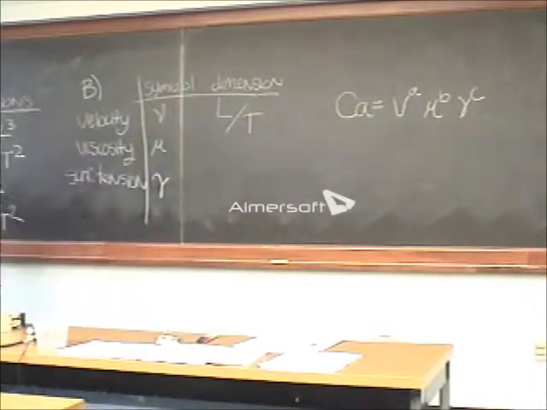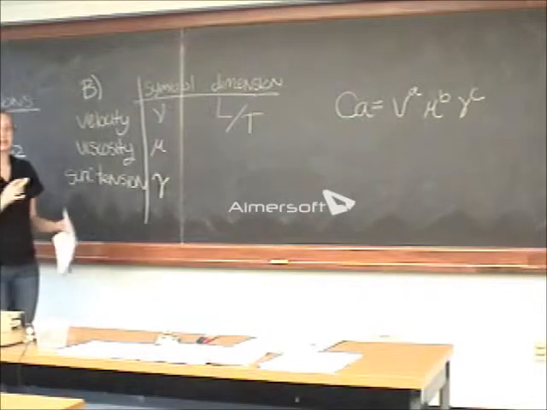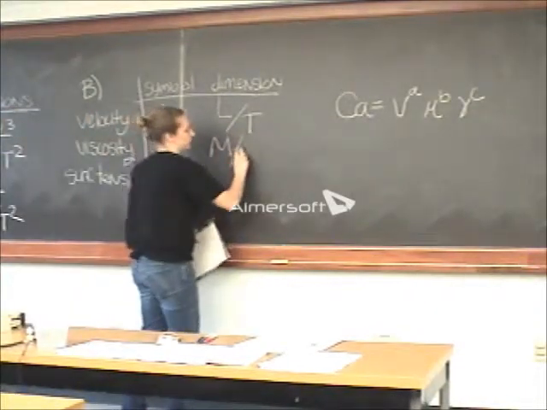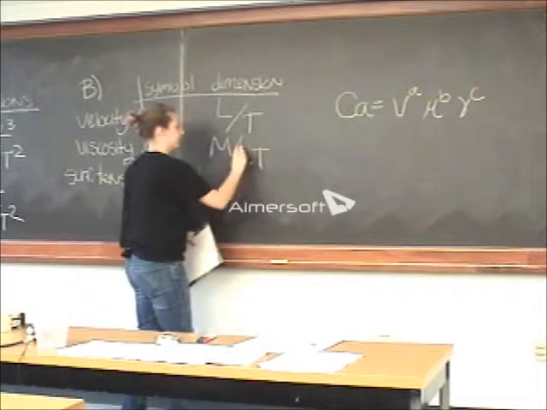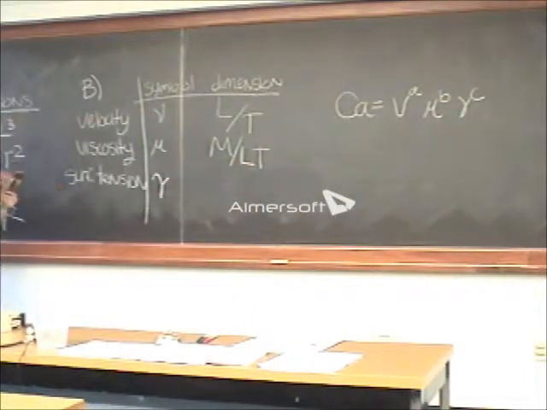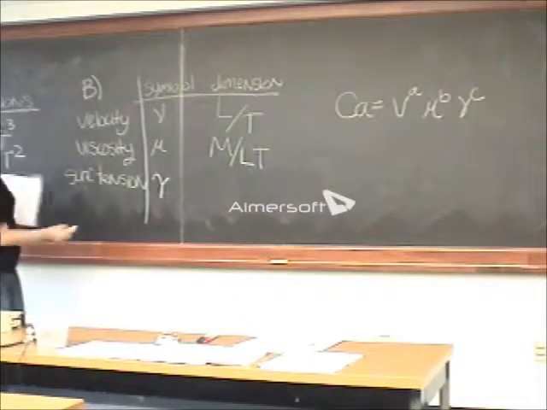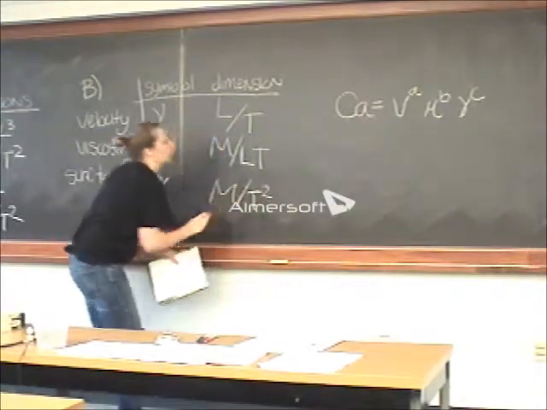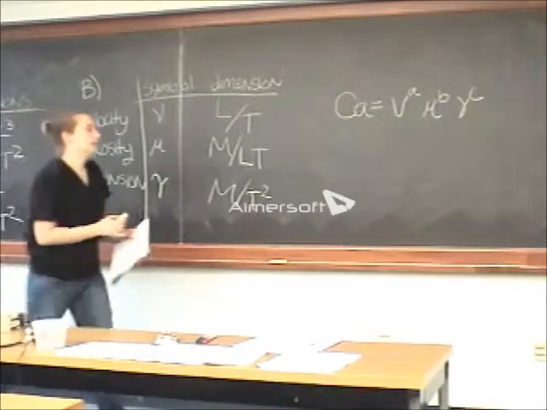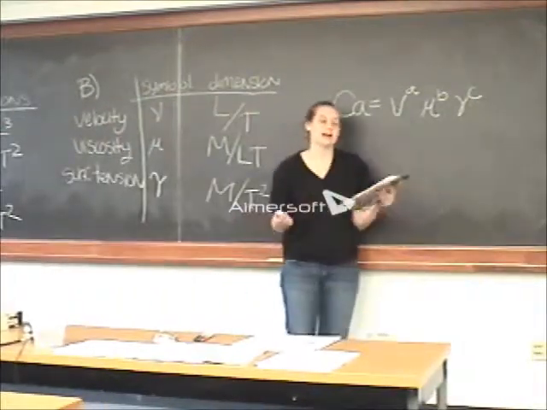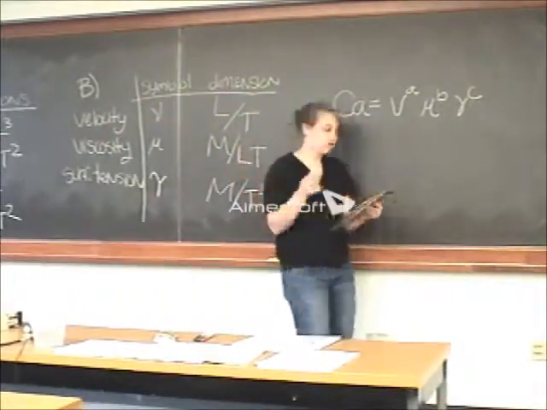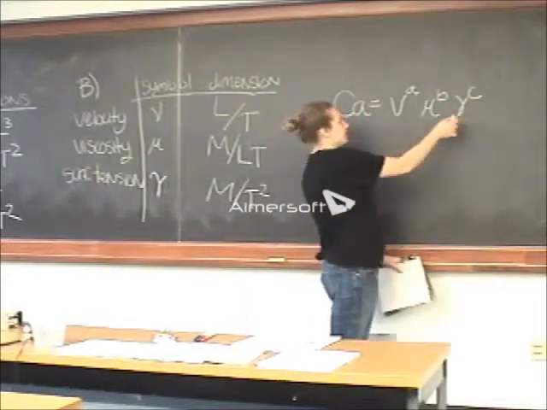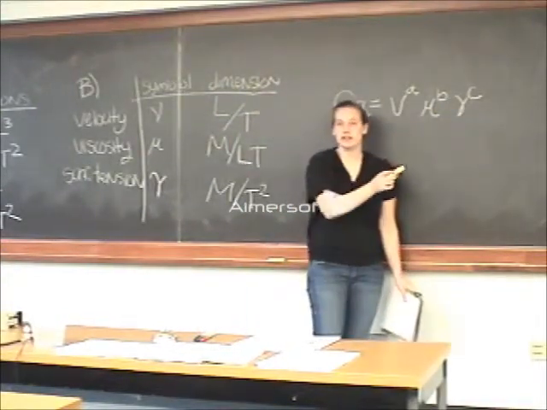Okay. And what about fluid viscosity? Mass over length time. Okay, good. And what about our surface tension? Same as over here, right? Mass over time squared. Okay. So basically, what we do at this point is that we're trying to set up our dimensionless group, our capillary group, CA. So we know that it's going to be some combination of these three.